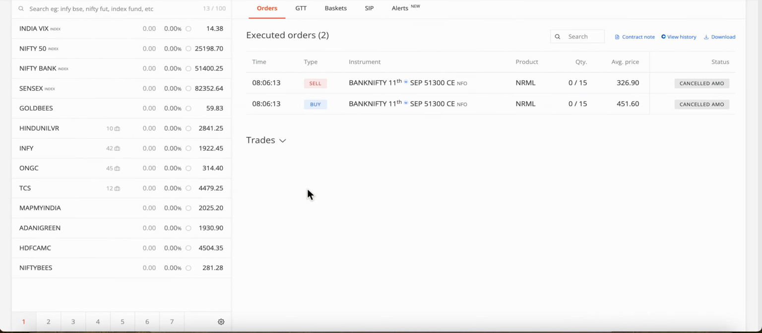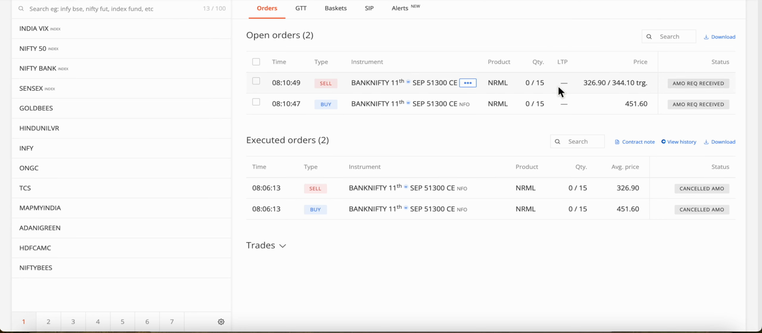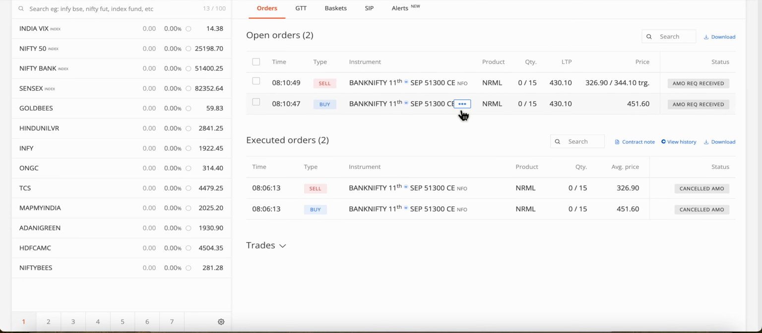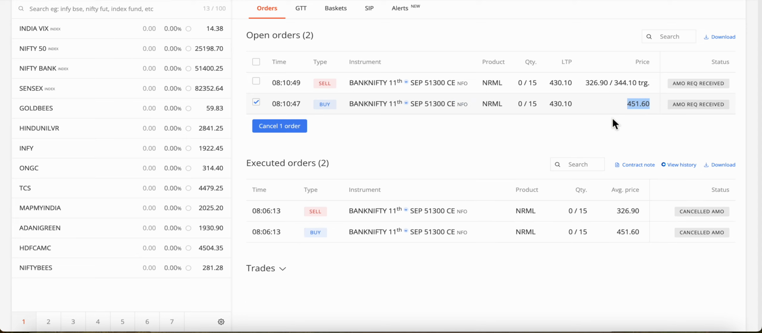Let's go to Kite and refresh. Yes, there are 2 orders right now, 51,300 CE. That means Bank Nifty is at 51,400, you can see. We are going 100 points in the money, that will be 51,300, 15 lot. We are going to take entry at 4:30. We have put some buffer so that our order gets filled immediately. I'll show you how you can put the buffer range. You can set 1%, 2%, 3% as per your requirement.